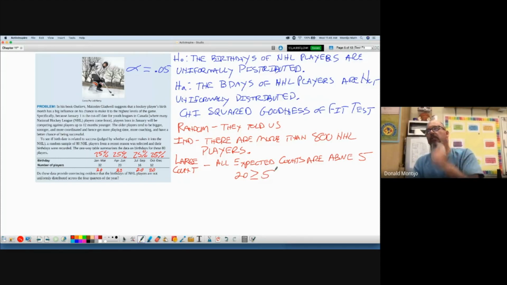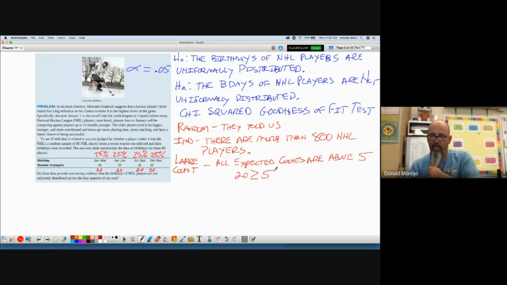So what are we going to do? We're going to test to see if hockey players truly have a uniformly distributed birthday. Or are professional hockey players more likely to be born in the first quarter of the year versus the rest of the year, like this researcher suggests? Now we have to do it. Are we allowed to do it? Now we're going to do it.